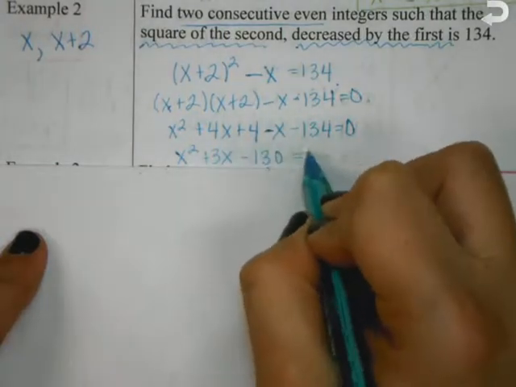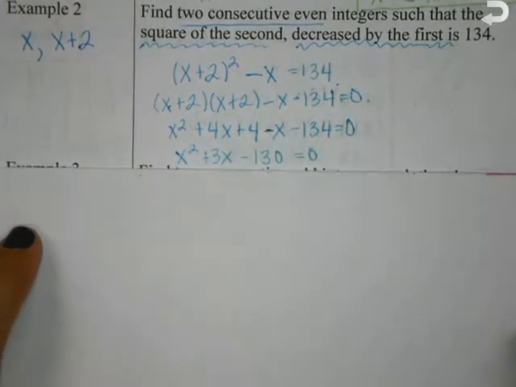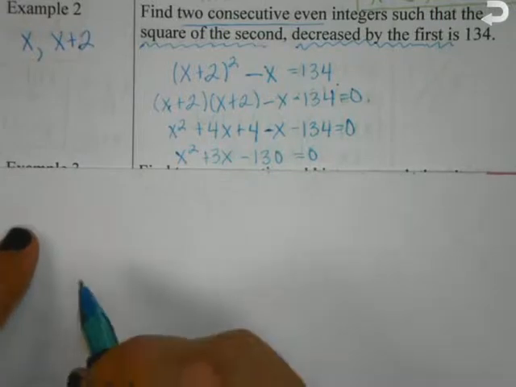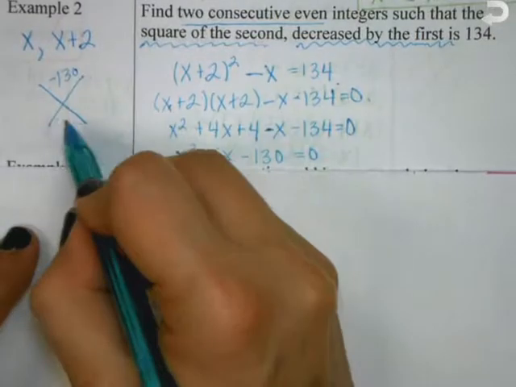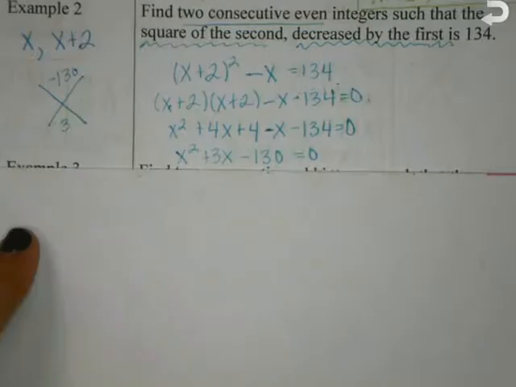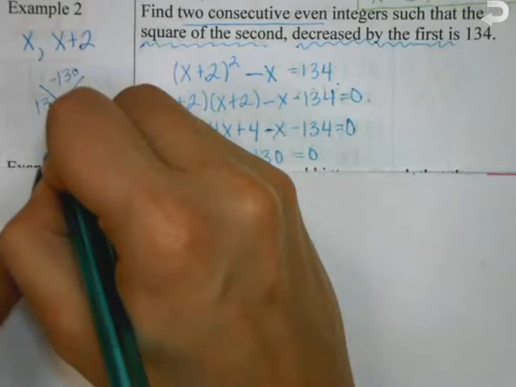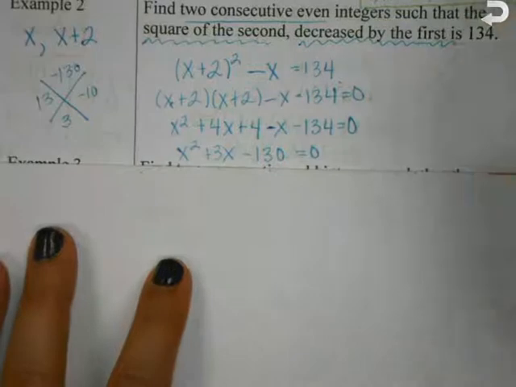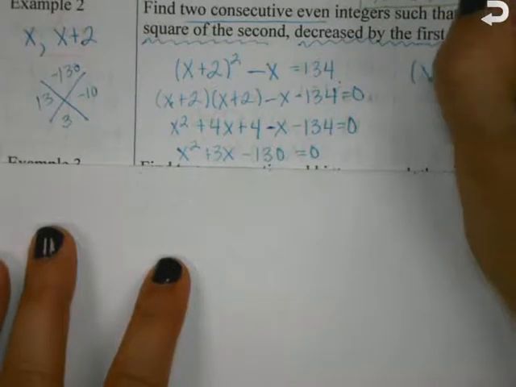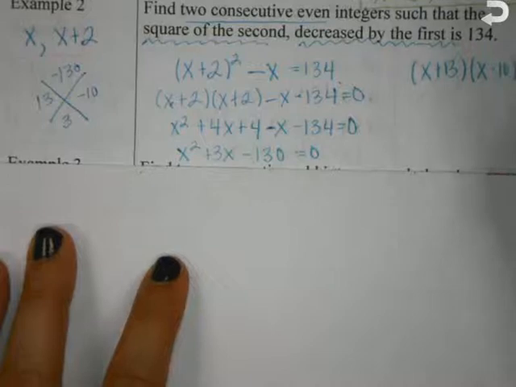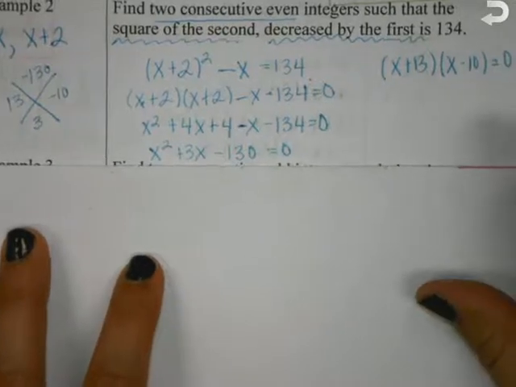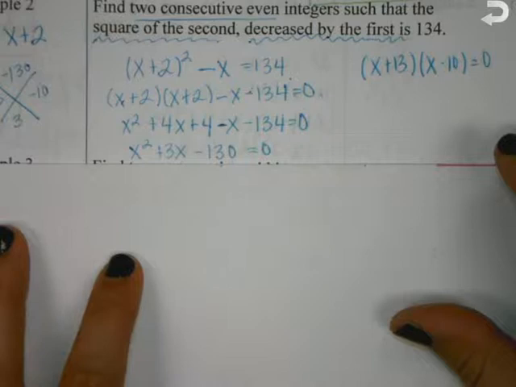And then we can do diamond method on this. So two numbers that multiply to negative 130 and add up to positive 3. 13 and negative 10? Good. So that gives me x plus 13 times x minus 10 equals 0. So what would my two answers for x be? Negative 13 and positive 10.